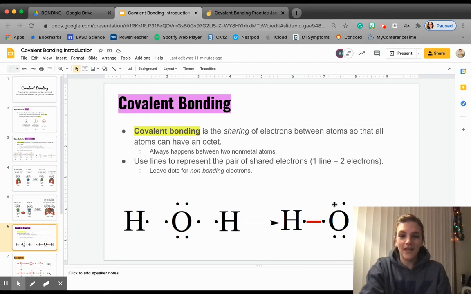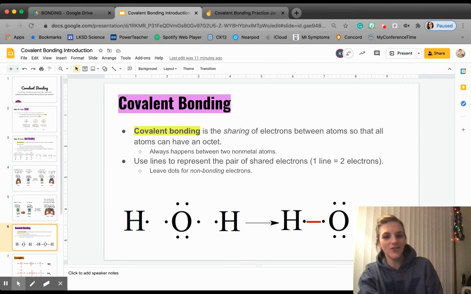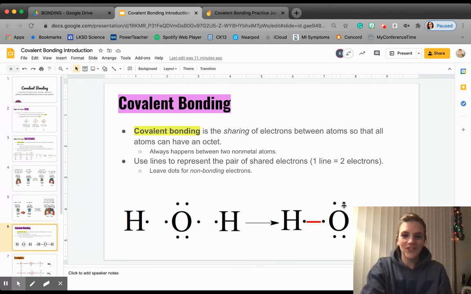And so if we count them, 1, 2, 3, 4, 5, 6, well, plus the 2 that it's sharing from hydrogen, 7, 8, oxygen now has an octet. So it's all good, right? So those lines represent covalent bonds.